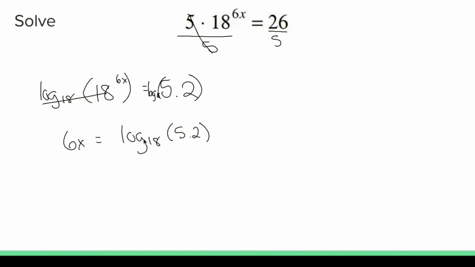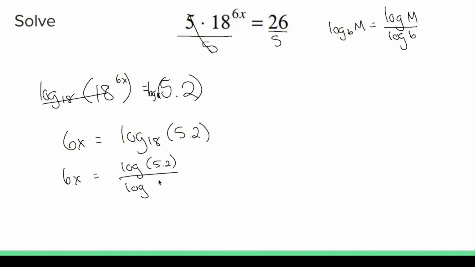Now, some nicer calculators, graphing calculators, would be able to pull this off, but I'm going to pretend that we don't have one of them fancy calculators, and maybe we just have our own cell phone calculator that does regular logs. Okay? Remember, log base b of m can be changed into log base 10 of m over log base 10 of b. So what I can do to put this into my calculator is I can turn this right side into log of 5.2 over log of 18. And of course, these are the invisible tens that are seen in most calculators.